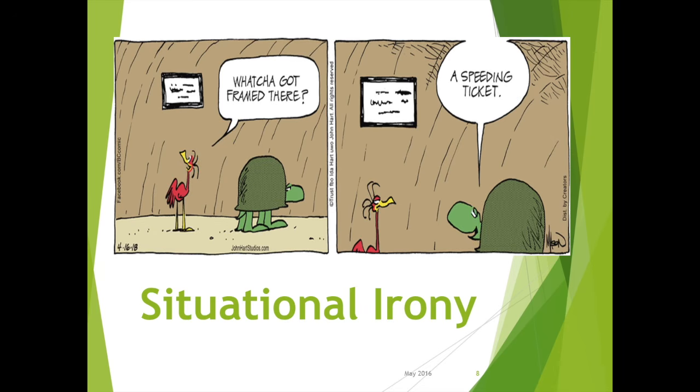So this is another example of situational irony. The situation creates a certain idea or expectation, but then the opposite happens. This cartoon is funny because we know that a tortoise is very slow. Yet, in the second frame, he claims he got a speeding ticket. His smug and satisfied facial expression and the fact that he had the speeding ticket framed tells us that he's very proud of this unlikely achievement.